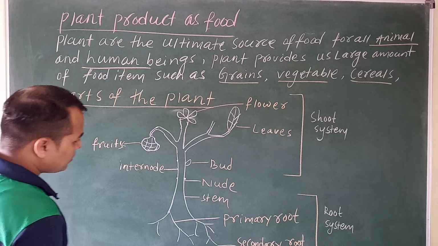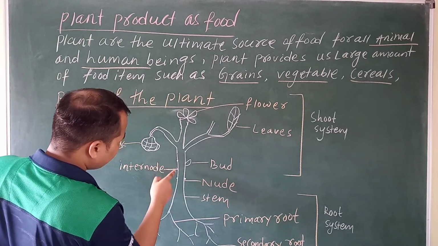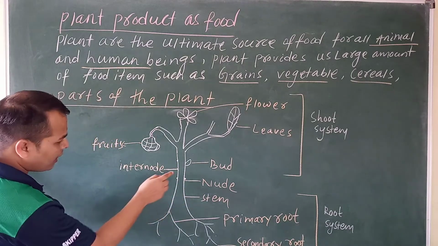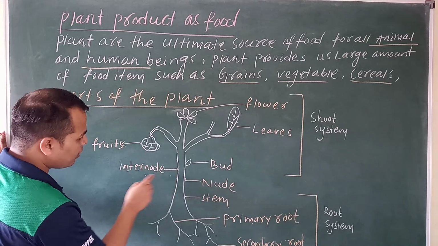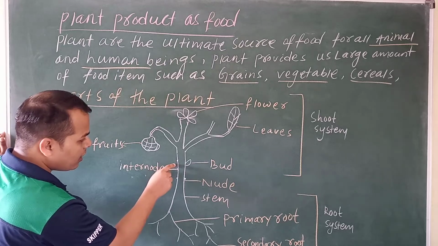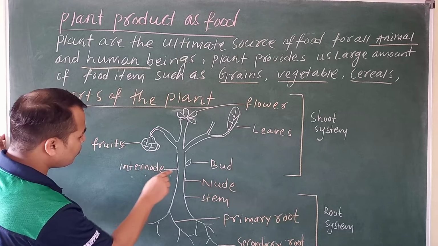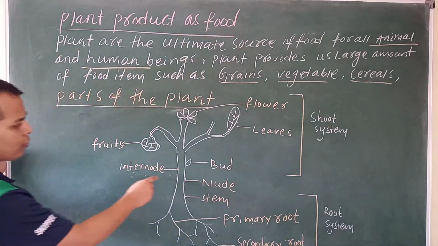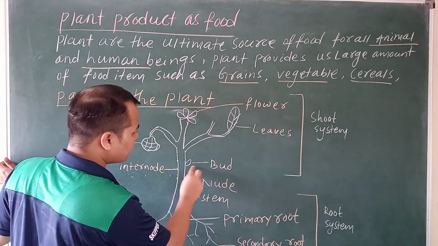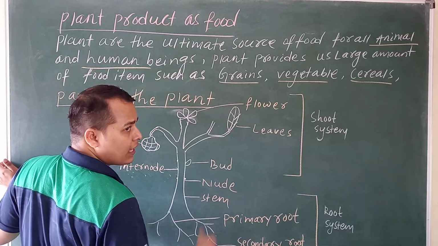Then here an outgrowth is coming out. It is called a node. Between two nodes, the part in between is called an internode. And here a big outgrowth comes out. It is called a bud. From the bud it makes flowers and then fruits.